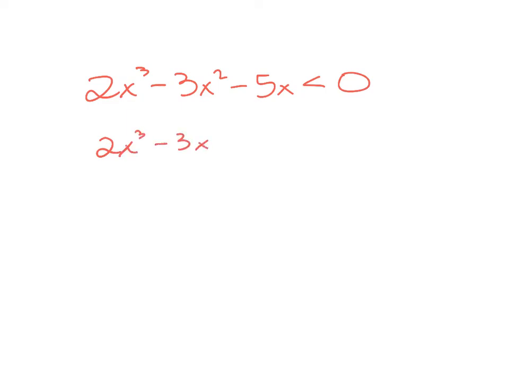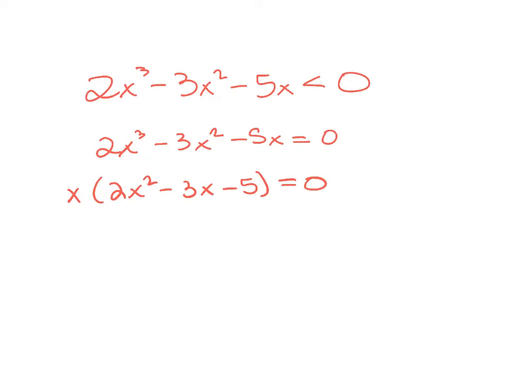Let's try that. 2x to the third minus 3x squared minus 5x less than 0. Solve and write your answer in interval notation. Okay, so again, I'm going to turn it into an equal sign. So 2x cubed minus 3x squared minus 5x equals 0. I always should look to see if I can factor out a greatest common factor. I can divide everything by x, and then I'm left with 2x squared minus 3x minus 5 equals 0.